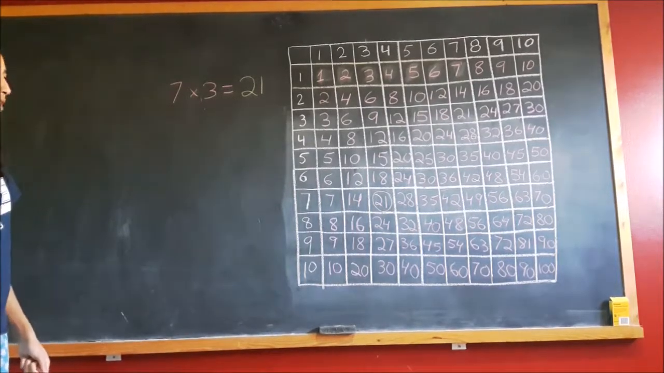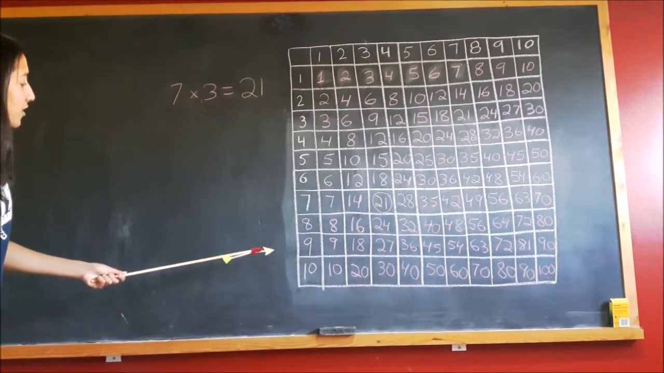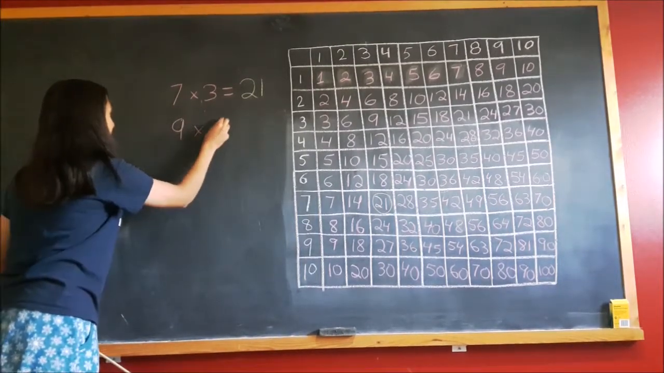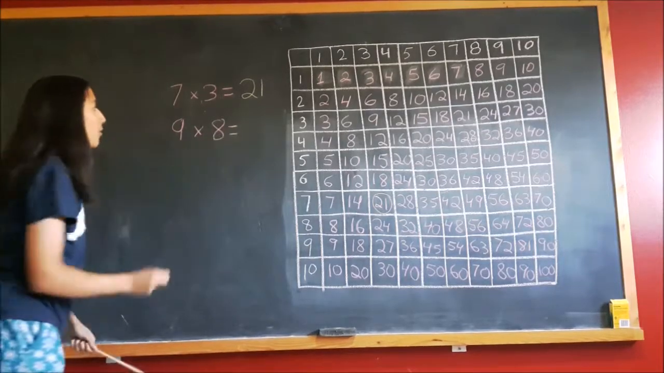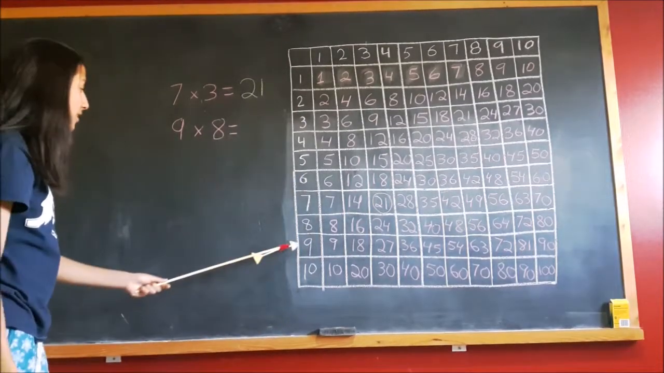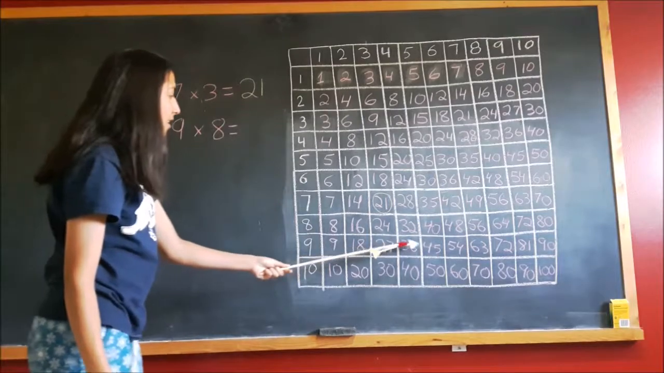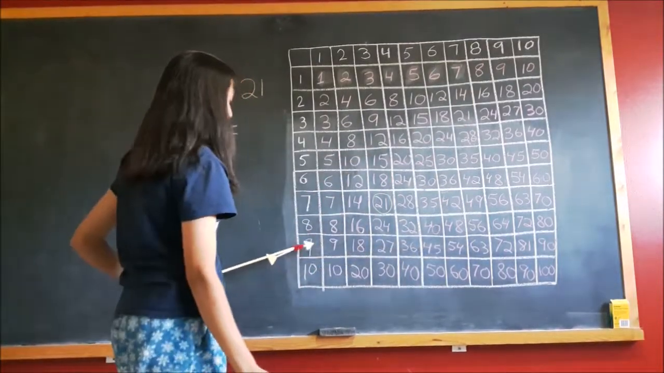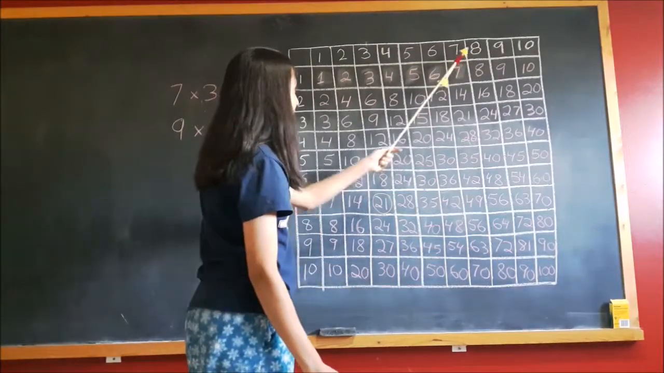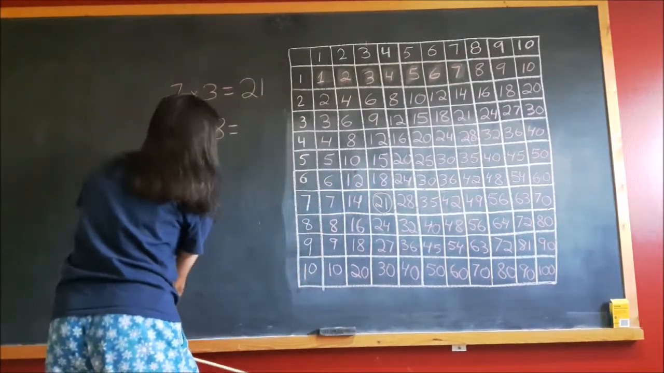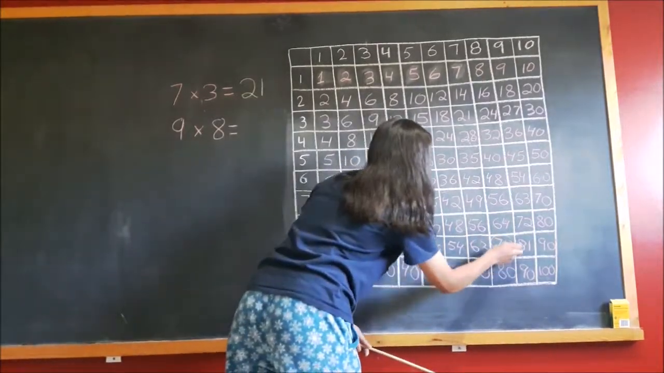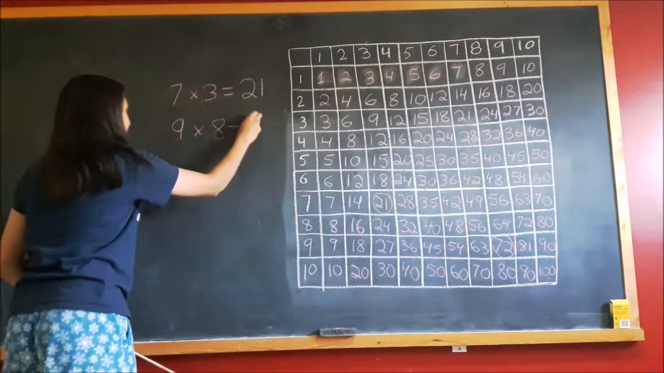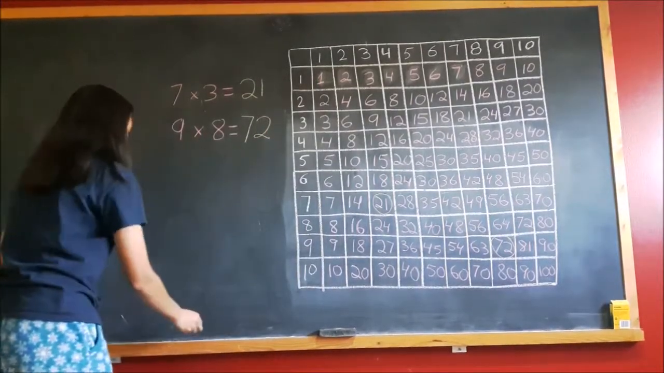Now let's try to figure out another question. So 9, let's see, 9 times 8. Now, using our multiplication table, we still have to go 9 until we see that the 8 lines up with the 9. So we go from 9 to the 8, and that is equal to 72. As you can tell, the 8 and the 9 match up perfectly. That gives us our answer.